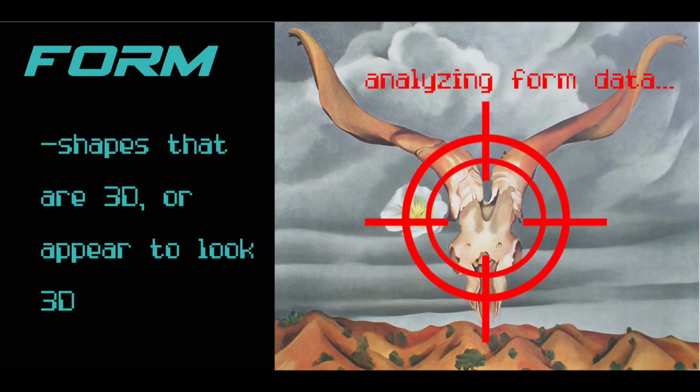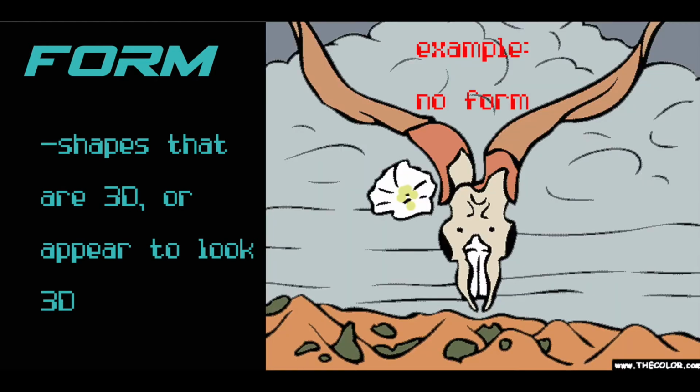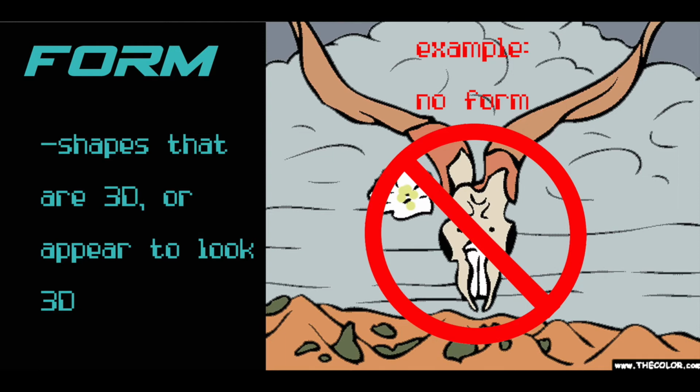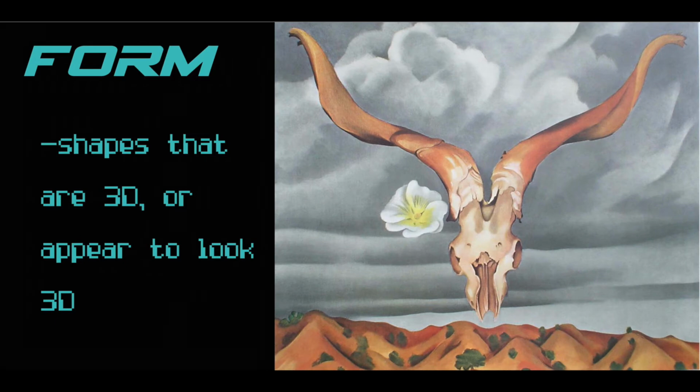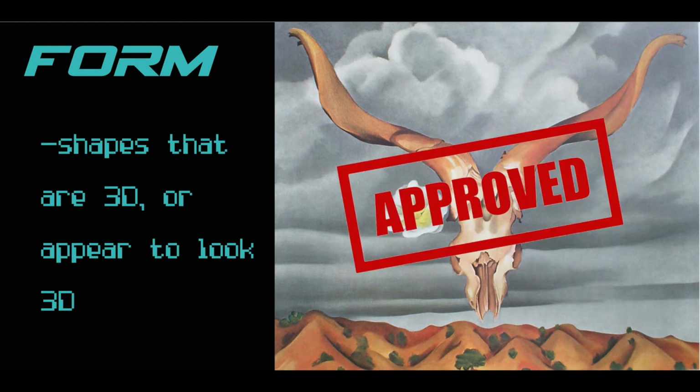But let's take our form analyzing wristwatch and flatten the image to get rid of all different types of value. Do we see how flat it looks? Without those values, this artwork does not look like it has form. But let's add those values back. It does seem like those different types of values, the lightness and darkness that show light and shadow, make that skull and the mountains and the sky look three-dimensional, even though it's a two-dimensional painting. I would say that this artwork does have an example of form.